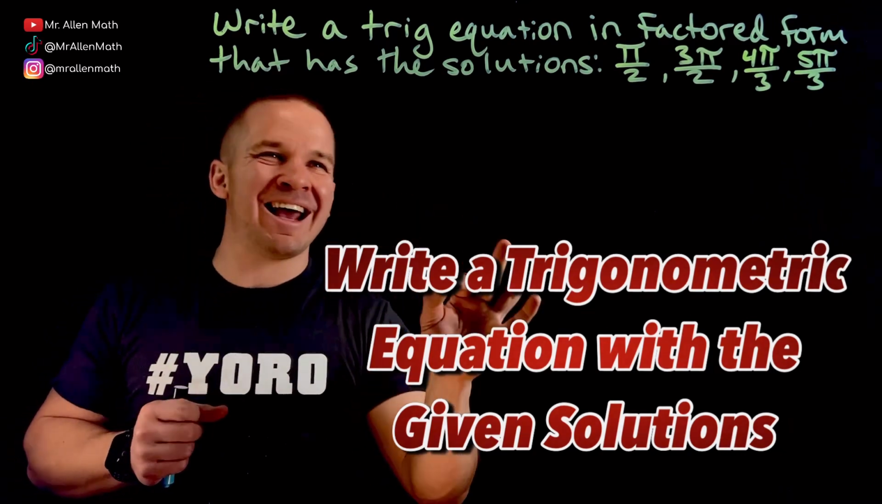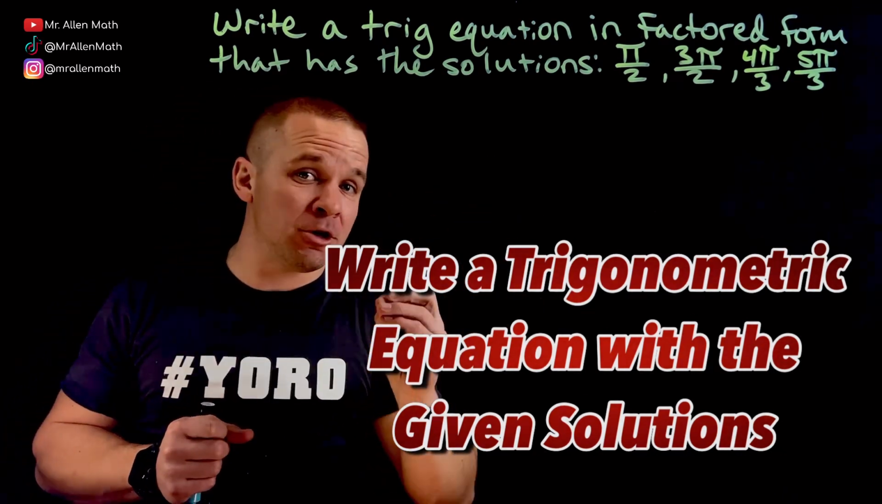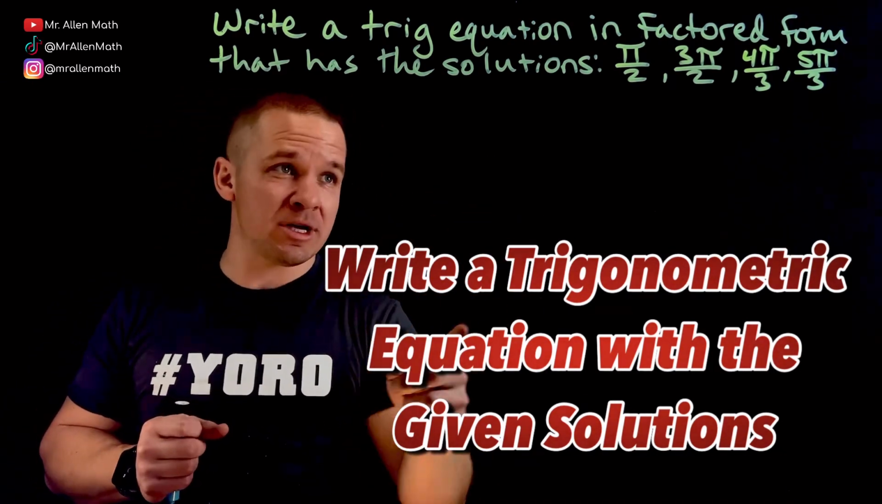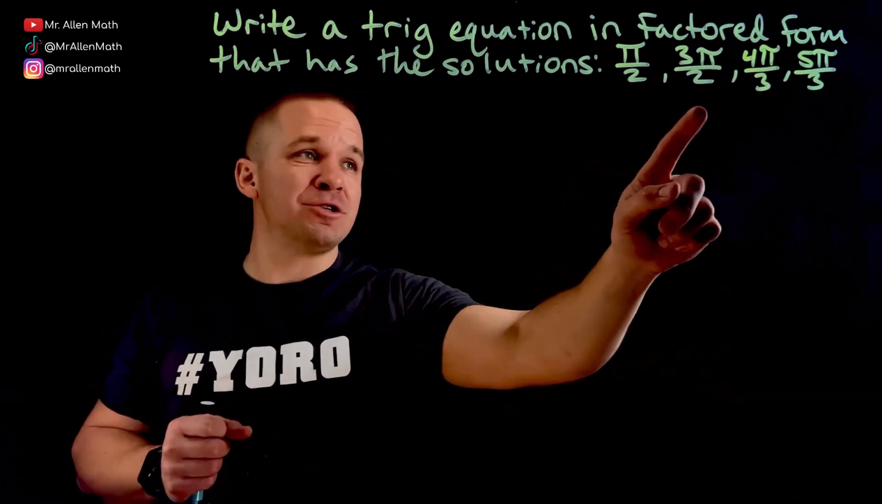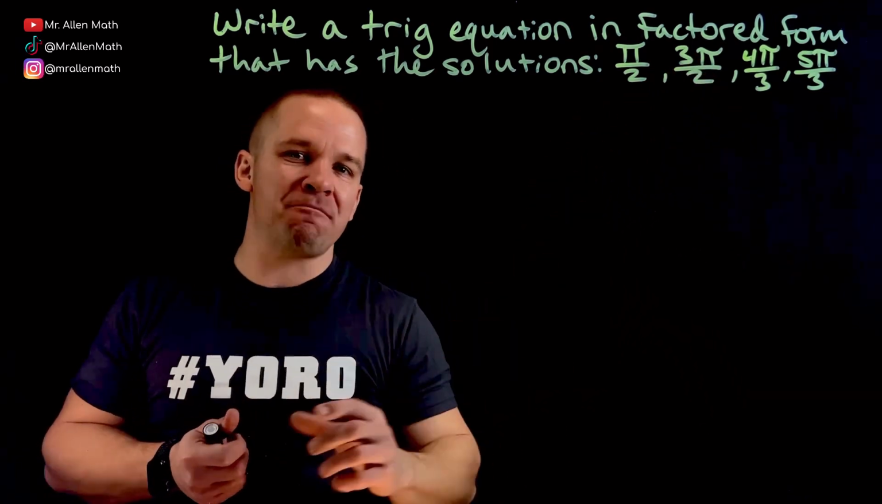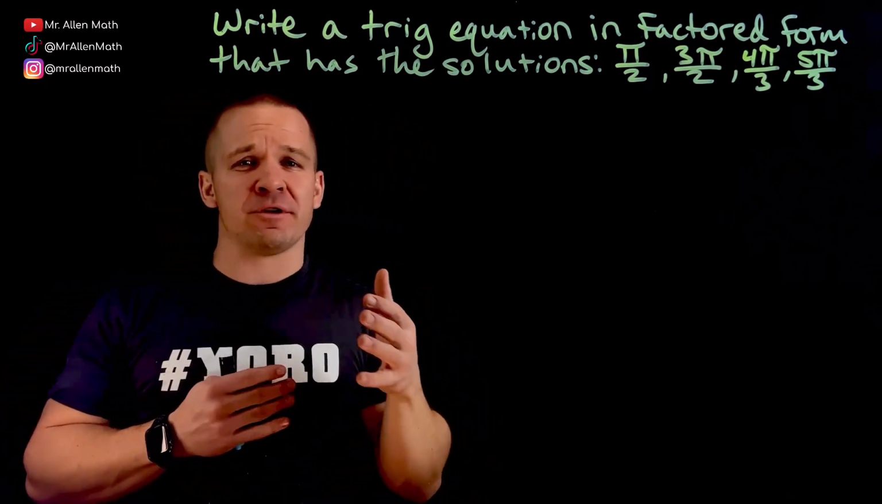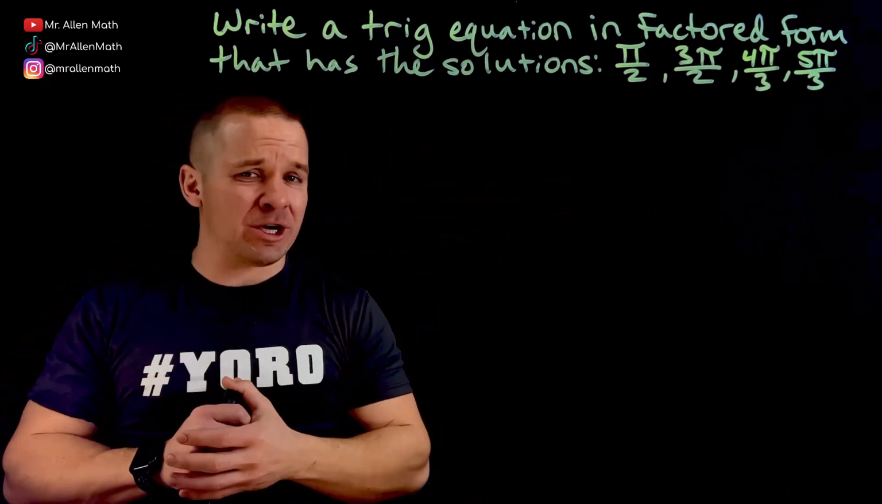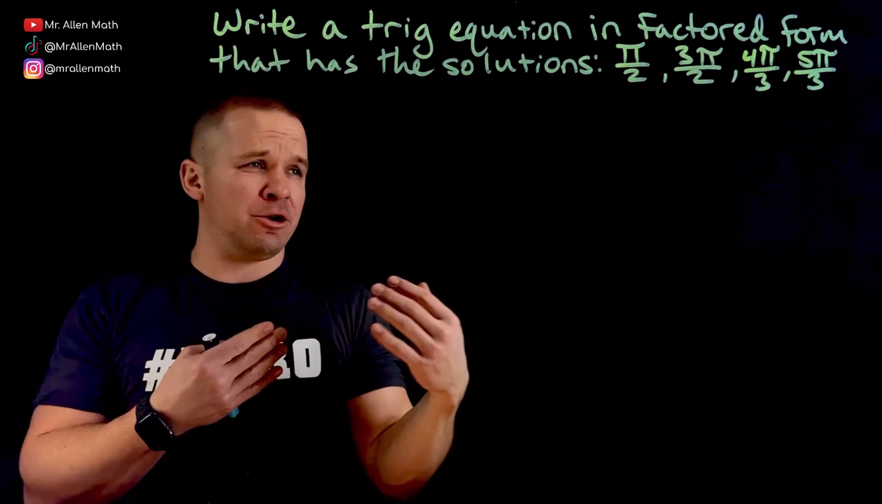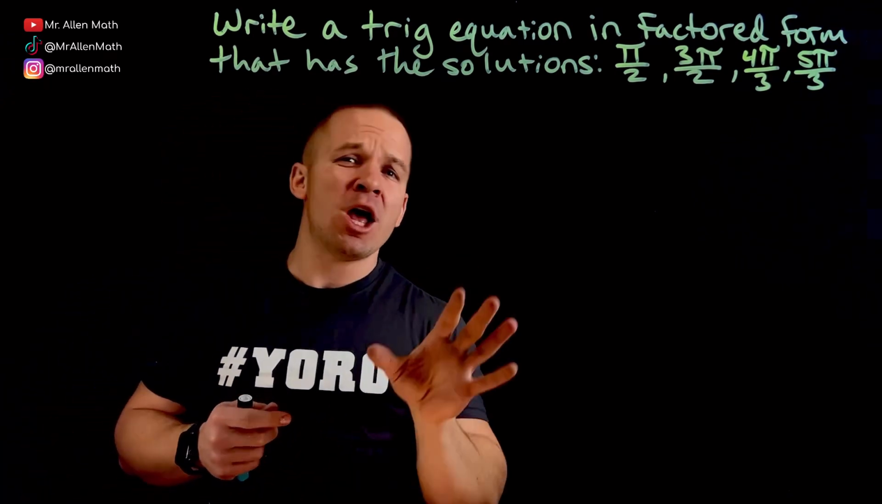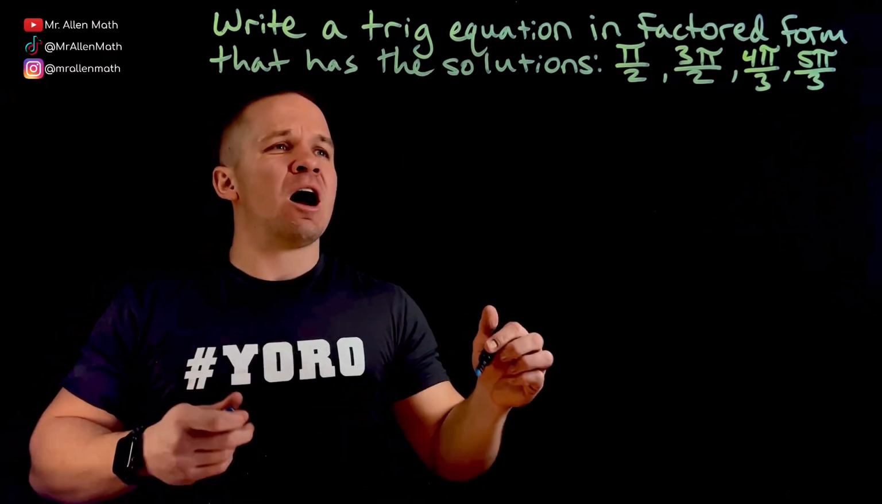All right, we want to write a trig equation in factored form that has the solutions pi over 2, 3 pi over 2, 4 pi over 3, and 5 pi over 3. Now, sometimes you can get a couple different solutions for this style of question. So if you get something different than I do, feel free to drop it in the comments and start a mathematical discussion. I'm going to go with what I'm thinking, though.